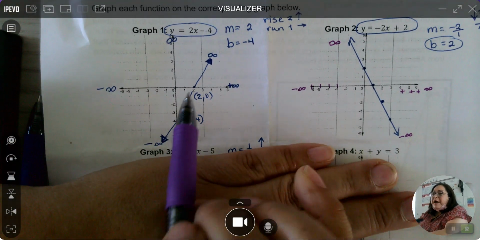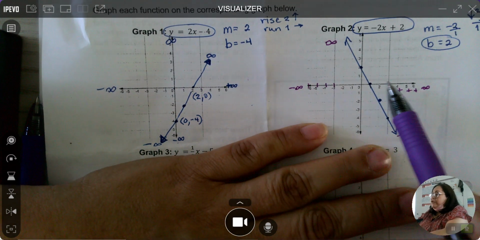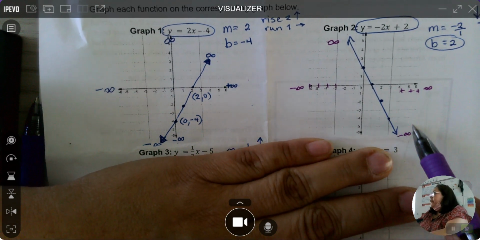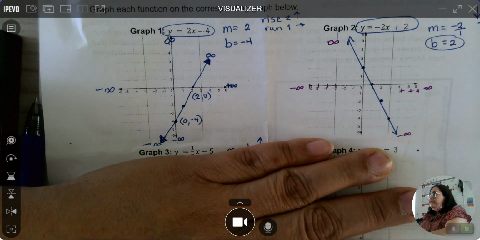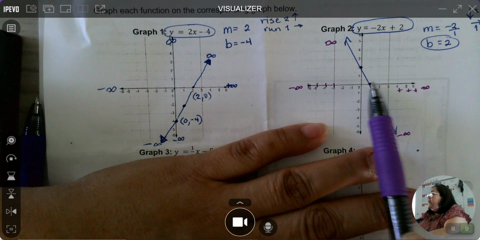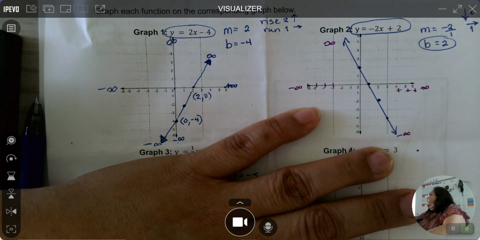As x is positive, this one becomes positive. This one, as x goes positive, the function becomes more negative. You see how their end behaviors are different? So that's what we want to know. That's what they're going to ask you. That's what they want to ask you. As x goes to the front, right here, front.